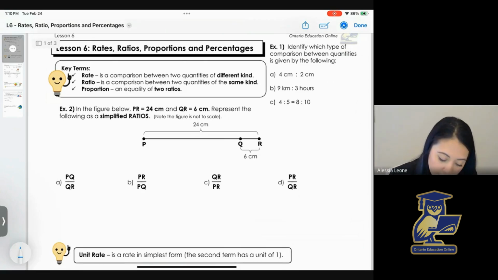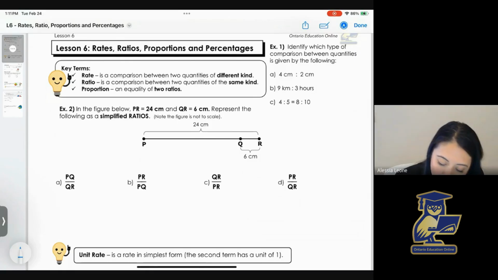So on our handout here, you'll see rate. It's a comparison between two quantities of a different kind. A ratio is a comparison between two quantities of the same kind, and a proportion is an equality of two ratios. On the side there, we have to identify which one is a rate, a ratio, and a proportion.